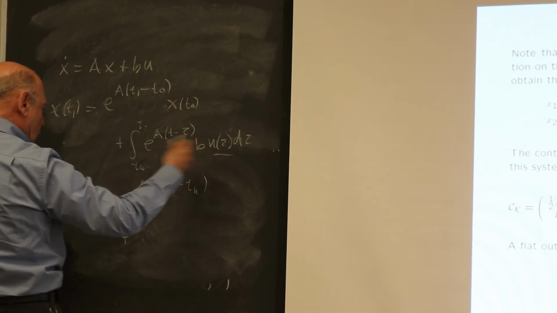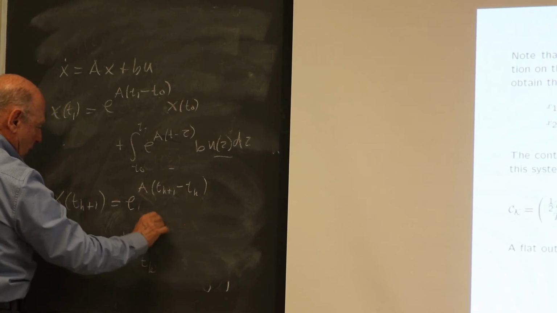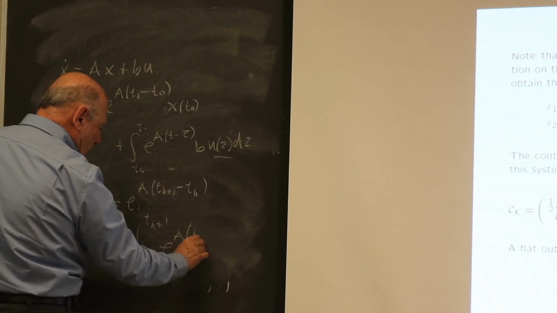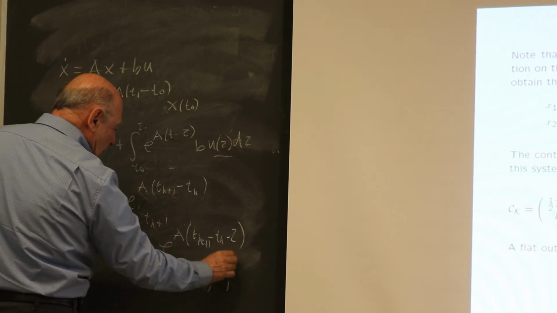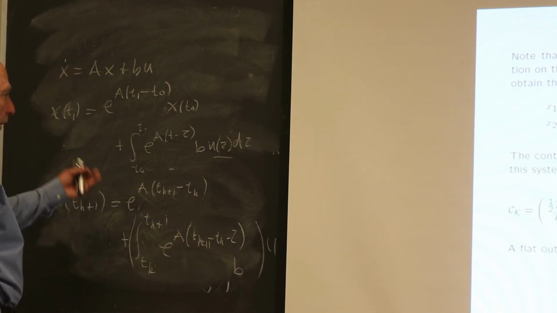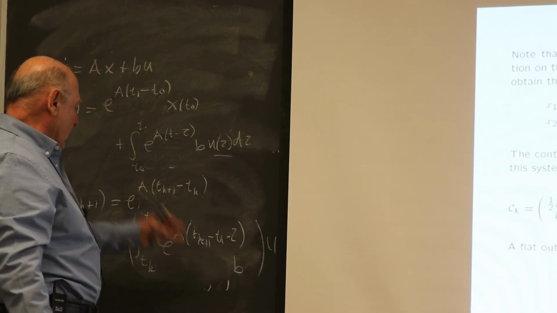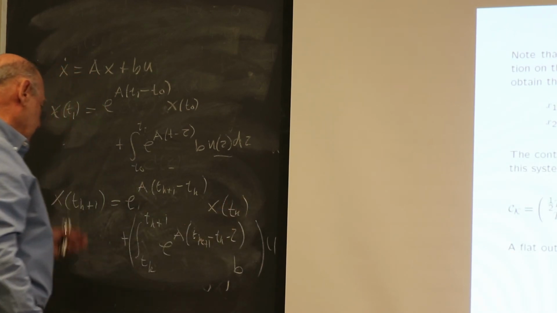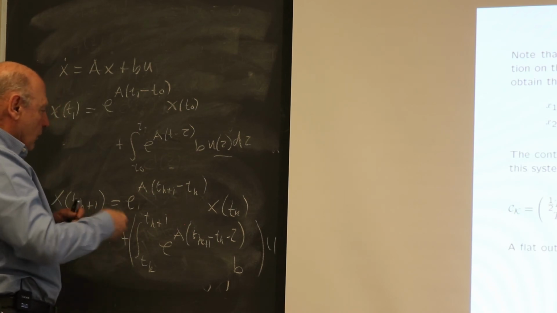And then, because u is constant, you can pull it out. So you have the integral from tk to tk plus 1 of e to the a times tk plus 1 minus tau, times b. And this multiplies the constant value of u. If you do this exact discretization, you will have an FG representation of your continuous time system, and therefore you have a more accurate description of the evolution of the system.